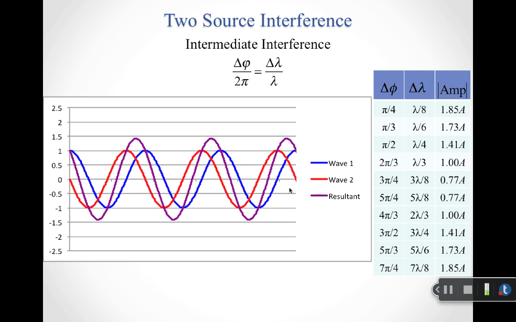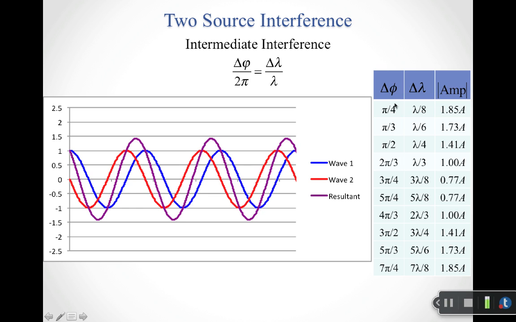So those are sort of the two special cases. Everything else falls in between, so everything else we can basically think of as intermediate interference. And intermediate interference is just a way of saying they don't add up perfectly, they're not perfectly in phase. They don't cancel out perfectly, they're not perfectly out of phase. You just have something between twice the amplitude and 0.